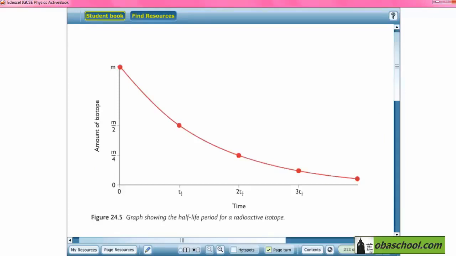Here we have a graph showing the half-life period for a radioactive isotope. On the x-axis we have the time, and on the y-axis we have the amount of isotope. So let's say we have m here. It took T1 for m to become m over 2, and T2 for m over 2 to become m over 4.